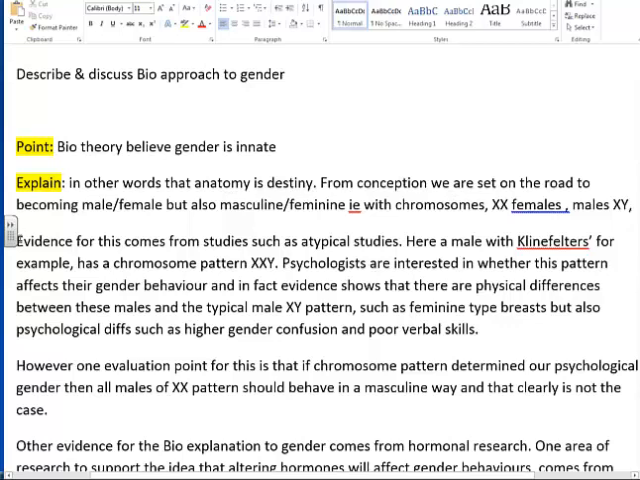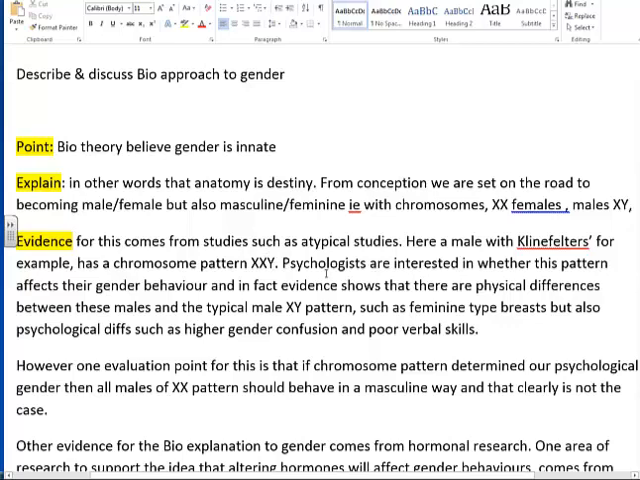Whatever evidence have they got to support this? Well, we've got loads of different bits and bobs. But let's start with this, maybe. You don't have to use this, you could use a different area. But let's say evidence for this comes from atypical studies. So, for example, a male with Klinefelter's syndrome has a chromosome pattern XXY. Notice I'm saying a male, not someone with Klinefelter's. We're trying to be precise. Male with Klinefelter's, chromosome pattern, what it is, to try and get the mark.